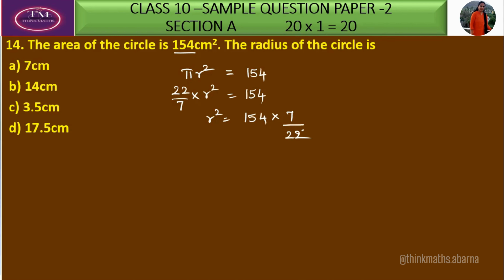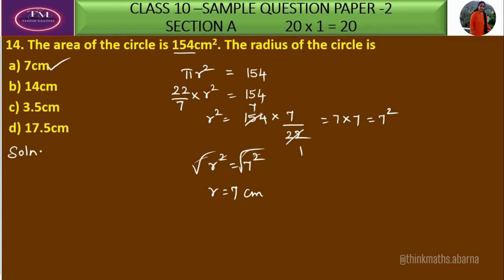So we have 1 22s are 22, 7 22s are 154. So we have 7 into 7. 7 into 7 can be written as 7 square. So r square equal to 7 square. So taking square root on both sides, the power 2 and square root cancel. So r is equal to 7 centimeter. So option A. So the solution is A, 7 centimeter.